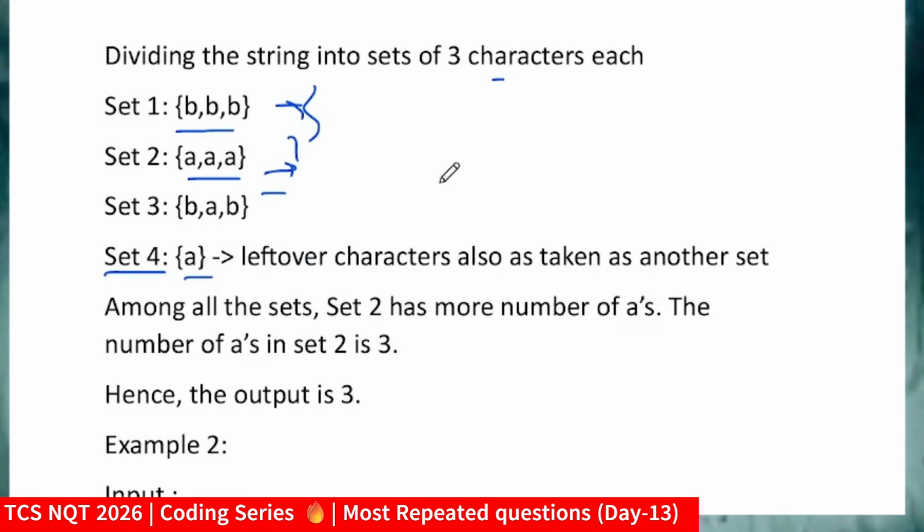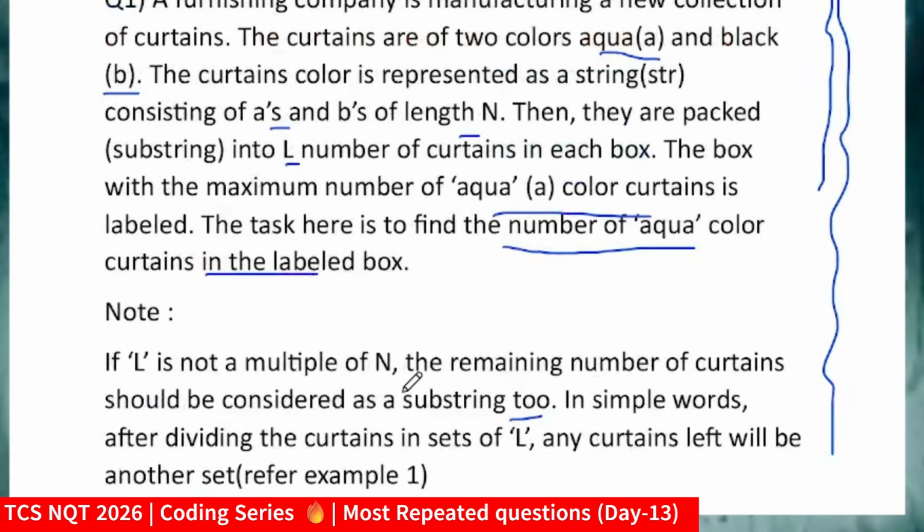Set 2 has the most A's, and the number of A's in set 2 is 3. So this will be your output, that is 3. I hope you got the concept and all those things.